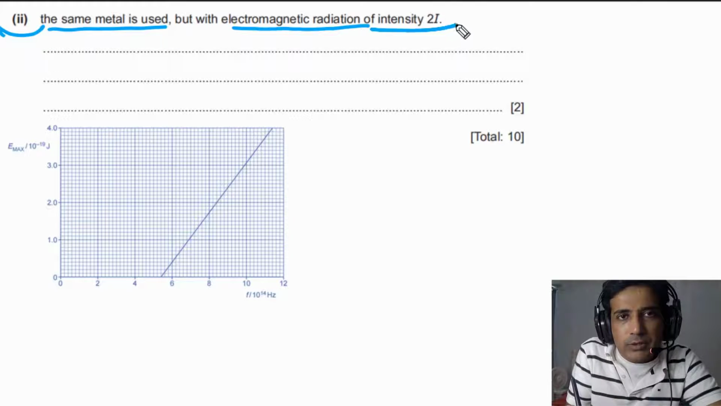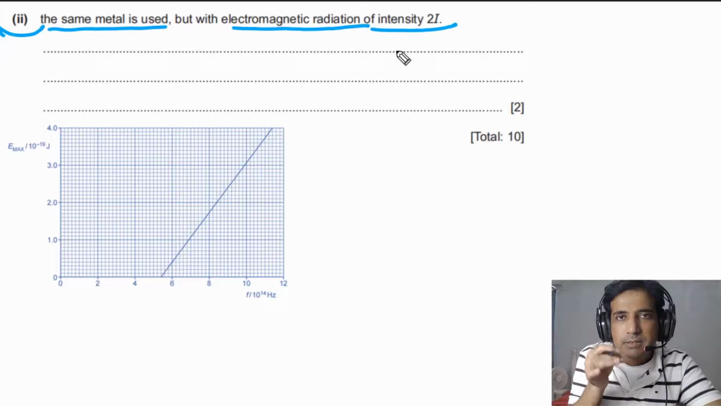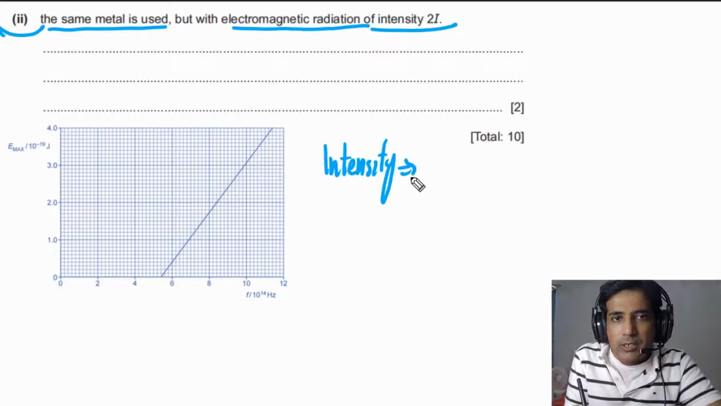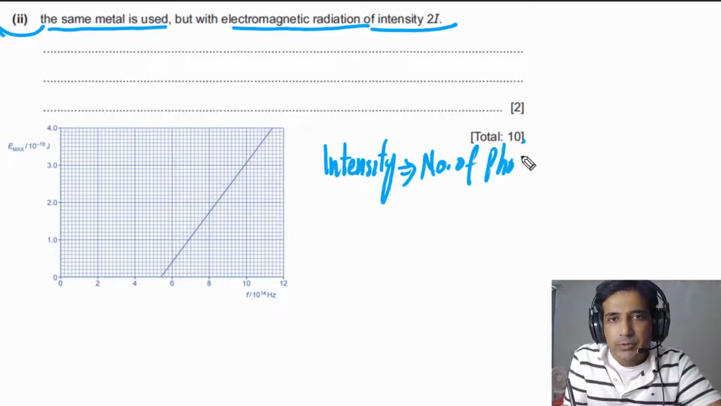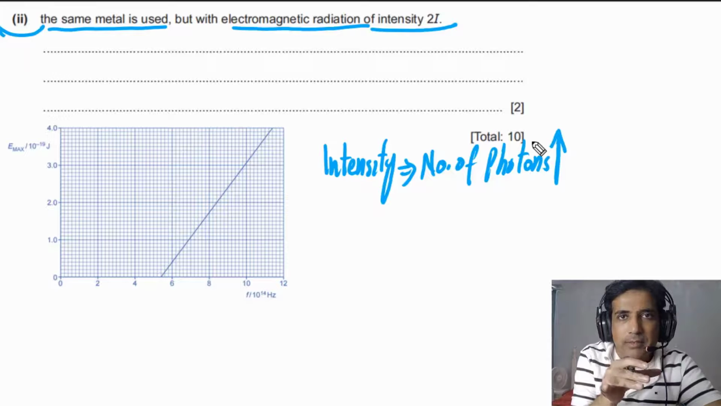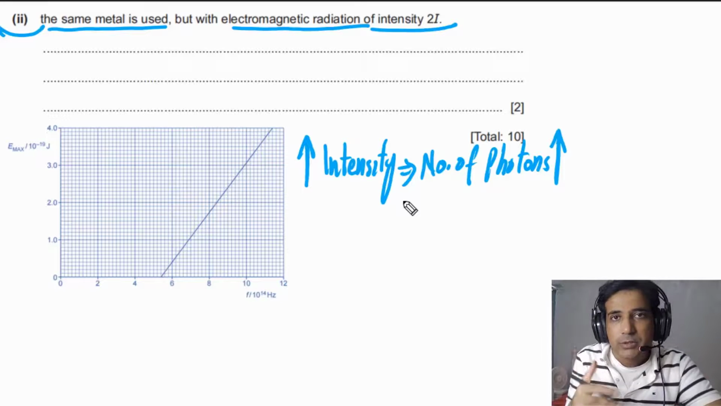radiation of intensity 2I. In this case, intensity simply means that the number of photons has been increased. So the number of photons reaching the metal has been doubled, now 2 times greater than before. So an intensity increase simply means that the number of photons has been increased.